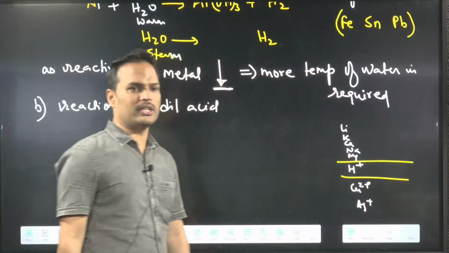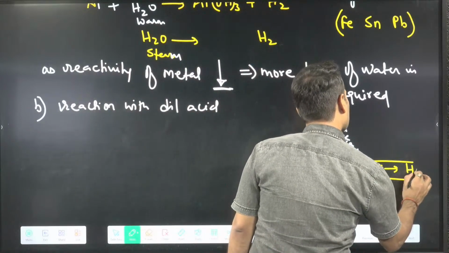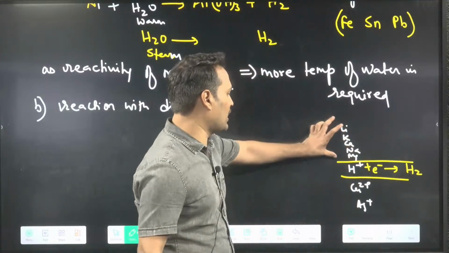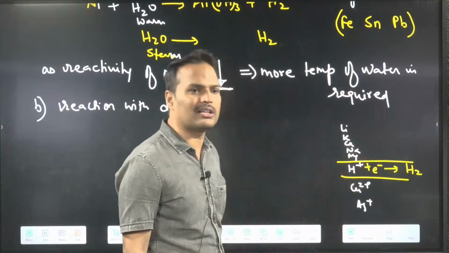So what is the logic? You know what is the logic? Logic is this, कि those who are more reactive than H plus, or those who are above H plus, can liberate hydrogen. Those who are below H plus cannot liberate hydrogen.